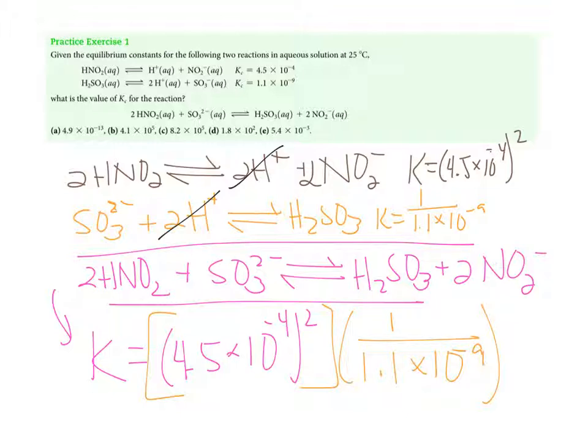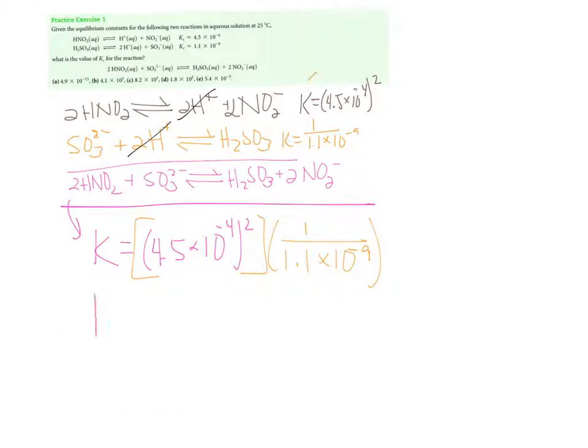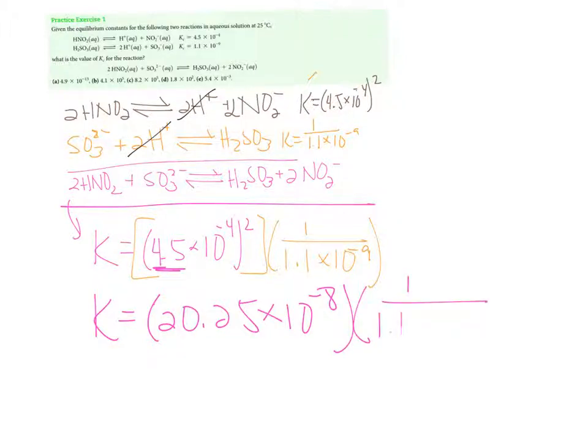So let's simplify this before we plug it into our calculator. So I can rewrite this as 4.5. We have to square the 4.5 before we do the second part. So 4.5 squared is 20.25. That's going to be multiplied by 10 to the minus 8th, because minus 4 times 2 is minus 8. And that's going to be multiplied by this 1 over 1.1 times 10 to the minus 9. So minus 8 divided by minus 9 is really minus 8 plus 9. So my K is going to be equal to something times 10 to the 1, because minus 8 plus 9 is 1.